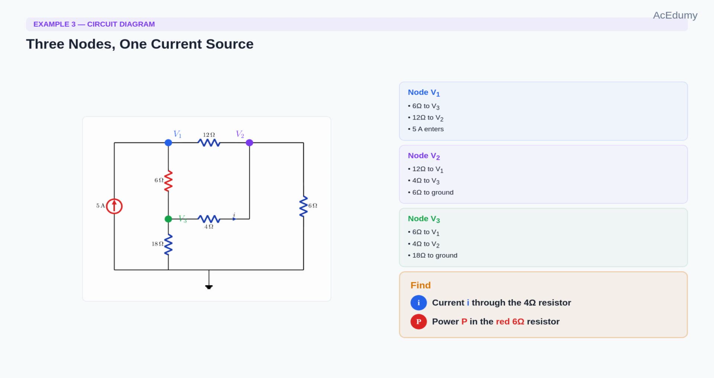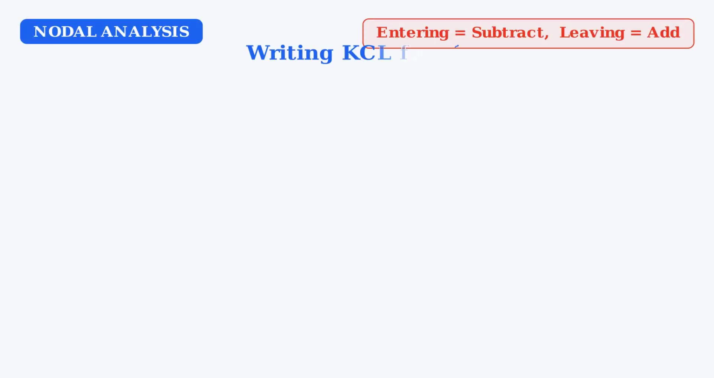Node V2 also connects to V3 through a 4 ohm resistor and to ground through a 6 ohm resistor on the right. Node V3 connects to ground through an 18 ohm resistor. A 5 ampere current source enters V1 from below. Our task? Find the current I through the 4 ohm resistor and the power dissipated by the red 6 ohm resistor. Let's write KCL at node V1.